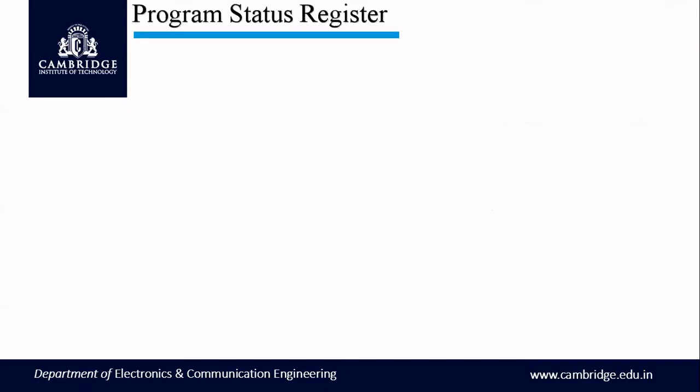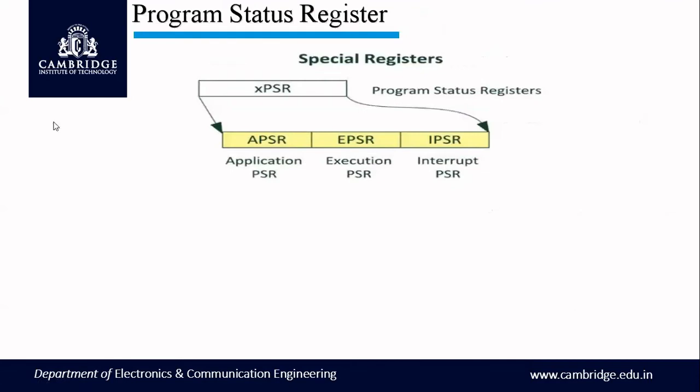Coming to the program status register, it is subdivided into 3 different registers: APSR, that is application program status register; EPSR, execution program status register; and IPSR, interrupt program status register. So there are 5 special registers, out of which we have taken the program status register, and the program status register is in turn made up of 3 special program status registers, that is APSR, EPSR, and IPSR.